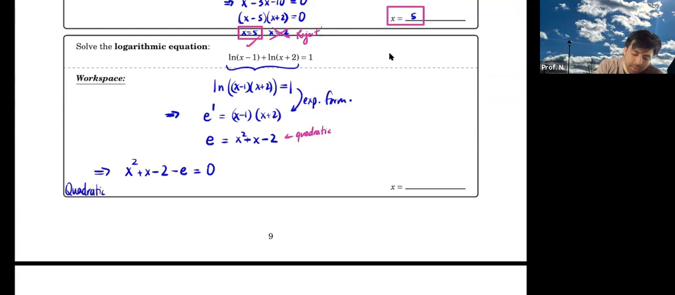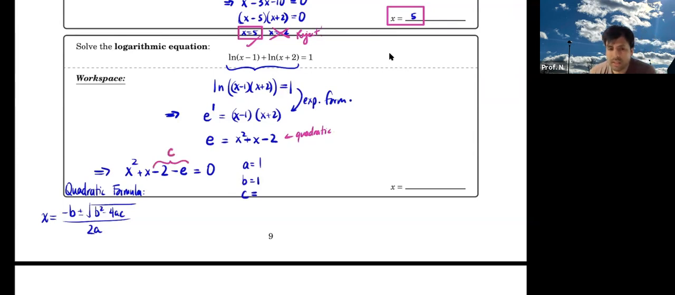So you have to apply the quadratic formula. Remember what the quadratic formula is? Negative b plus or minus the square root of b squared minus 4ac, all over 2a. So to apply the quadratic formula, we need to know what a equals, 1, b equals 1. What does c equal? C is the constant. And this entire thing here is a constant. Even though we have e in it, e is not a variable, it's a constant. So my constant is -2 minus e.